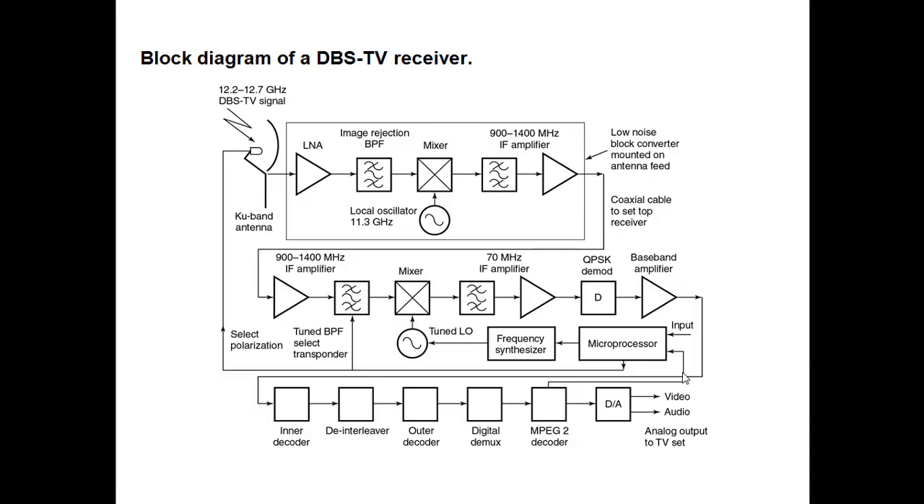Now this is the block diagram of a DBS TV receiver. The front end of the receiver is located at the antenna feed in the form of an LNB, which you can see here. This is the LNB.